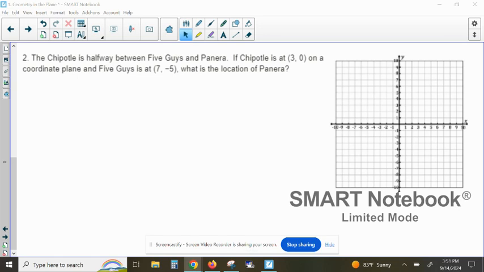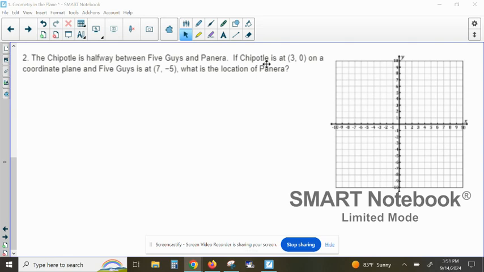Chipotle is halfway between Five Guys and Panera. If Chipotle is at (3, 0) on a coordinate plane and Five Guys is at (7, -5), what is the location of Panera? Okay, so I'm going to go ahead and grab some graph paper.